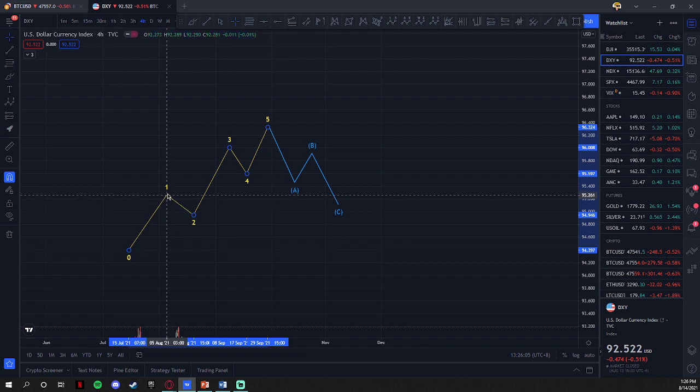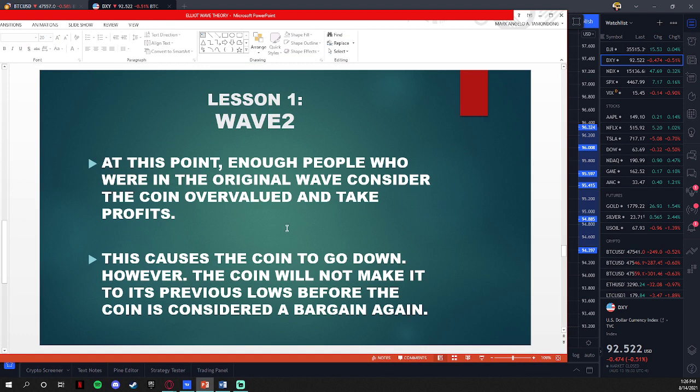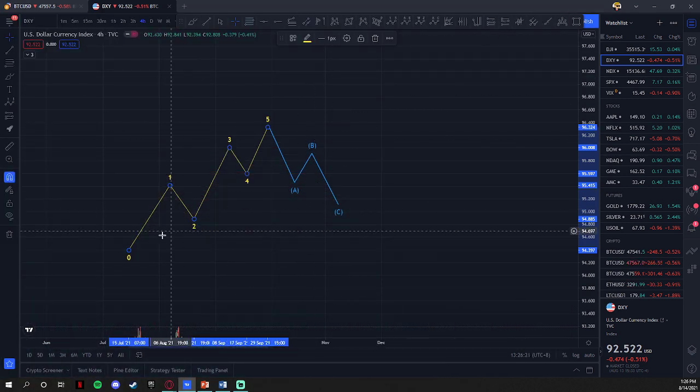The first initial move is the first wave. And wave two. At this point, enough people who were in the original wave consider the coin overvalued and take profits. So you see here we got wave one up here, and this is where people that bought down here start taking profits. People always take profits in any trading. It's a necessity.